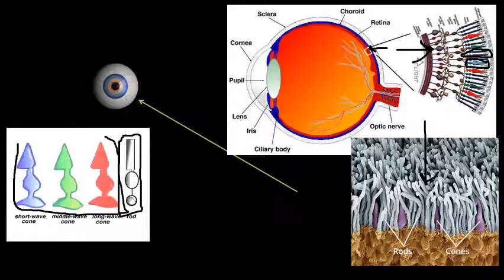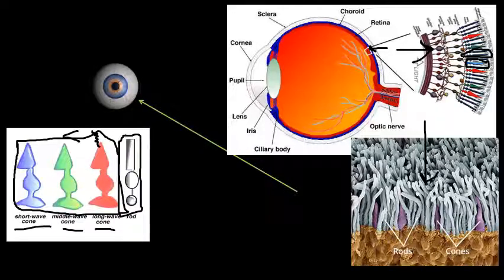Each one detects part of the visible spectrum of light, from short waves to middle waves to long waves. Basically, when those different wavelengths hit those cones, they activate that cone, and that sends a little electrical signal.